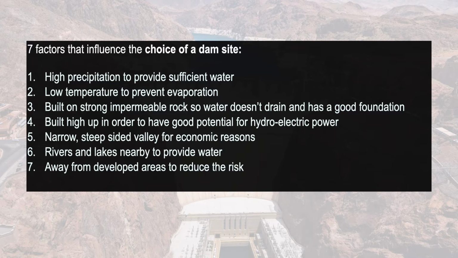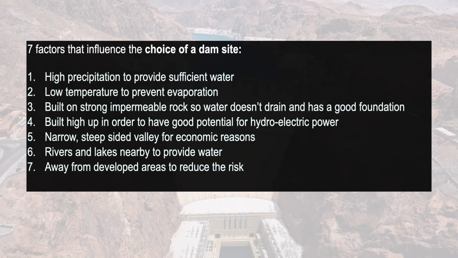First one is high precipitation to provide sufficient water. If the area doesn't receive much water, it's useless to build a dam. A dam needs to be built on a big river where they receive a high amount of water. And then that area should be a low temperature area, which is not too hot. If it's too hot, what happens behind the reservoir? It will evaporate. As it evaporates, there is not much water available. So as a result, it will be useless.